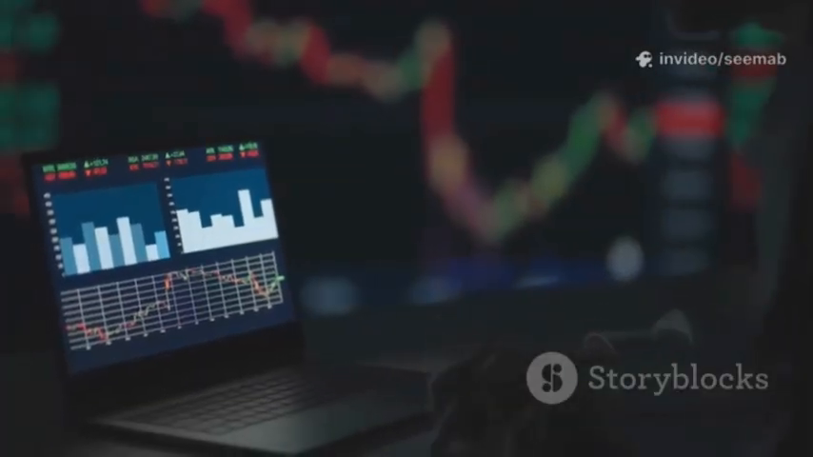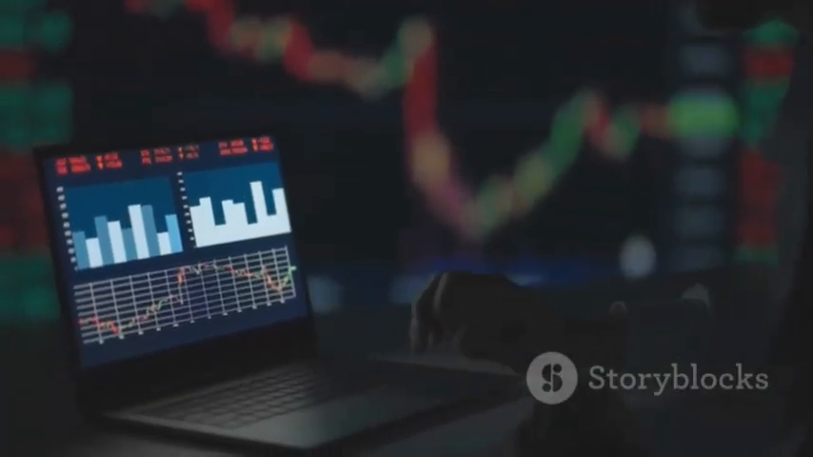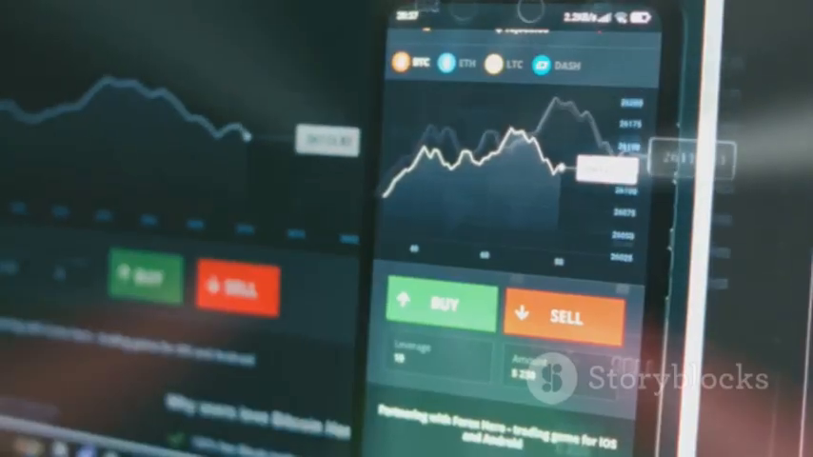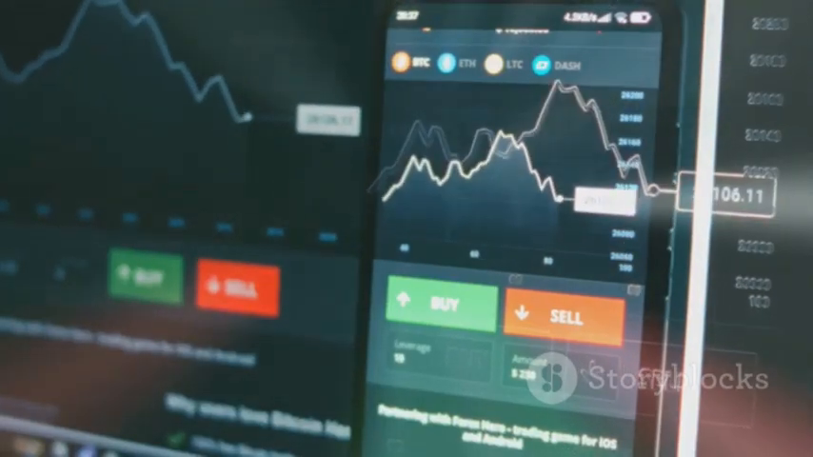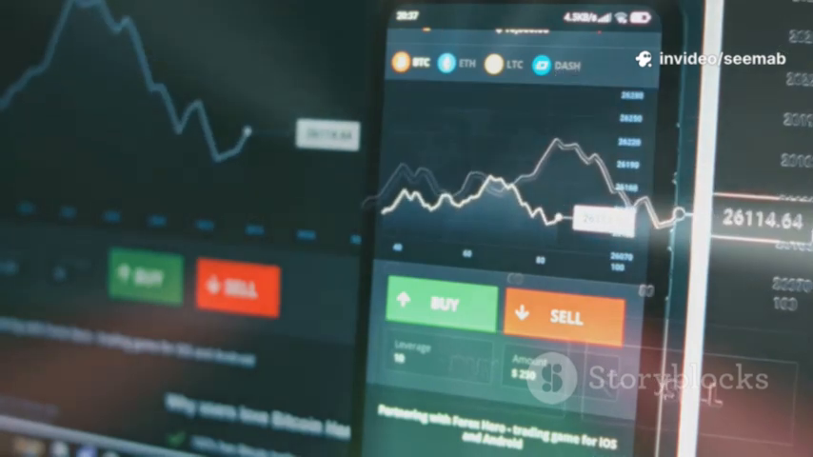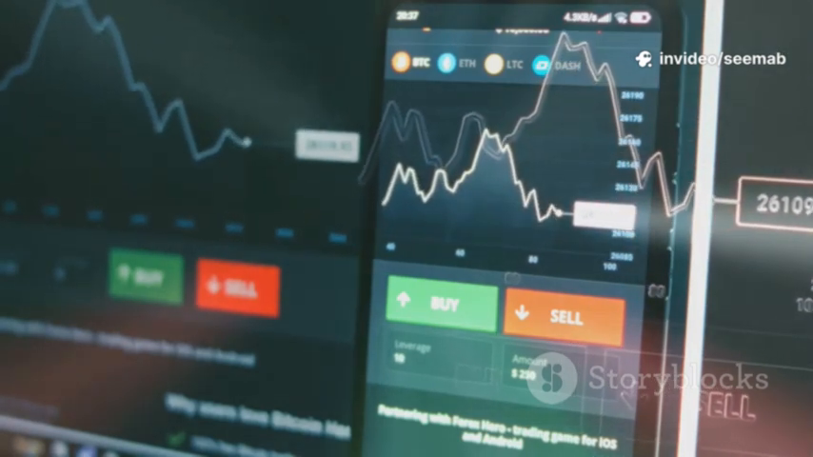That sounds intimidating, doesn't it? All those charts, numbers, and technical terms can seem overwhelming at first glance. But it's more accessible than you think. With the right guidance and a clear understanding of the fundamentals, anyone can participate in Forex trading.